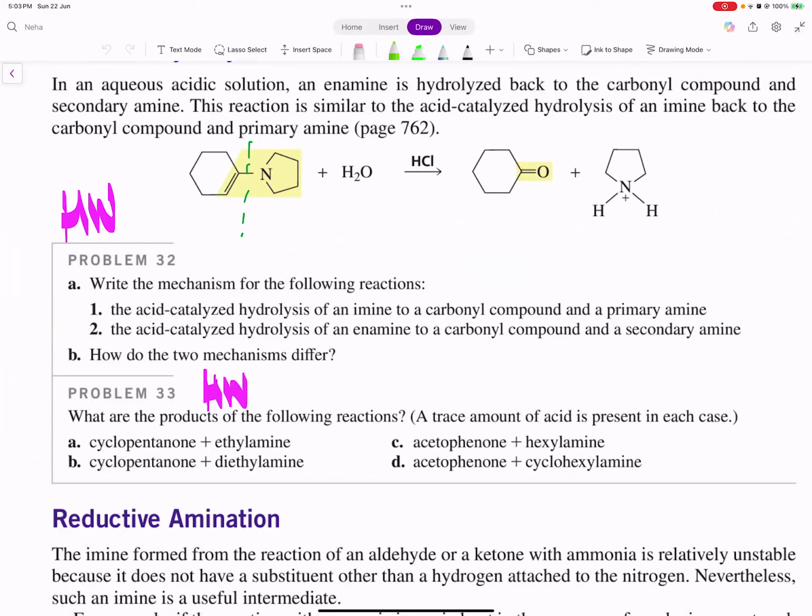Anyways, you did these, 32, 33. These ones I couldn't find, but I did the previous ones. 62, okay, no problem, 63, no problem. 79, do these. Okay. Don't write the mechanism, write the products for 33.